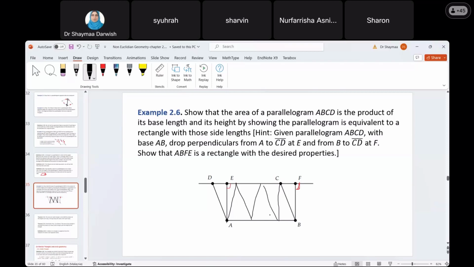This is why the rectangle is equivalent to the parallelogram. Since they are equivalent, they have the same area. And the area of the rectangle is base by height. So this will be the same area for the parallelogram: the base by height, the same.